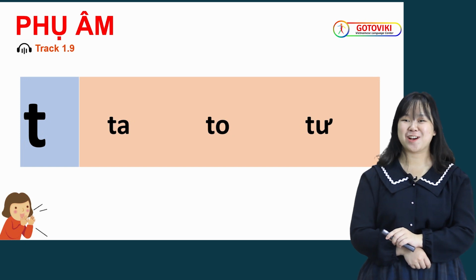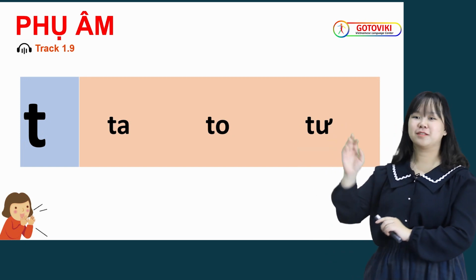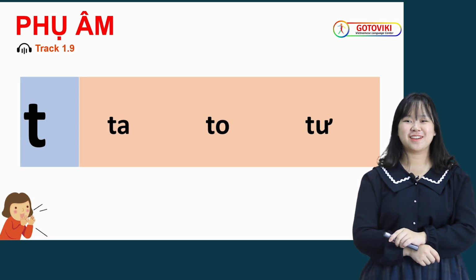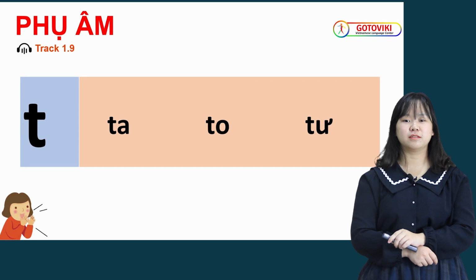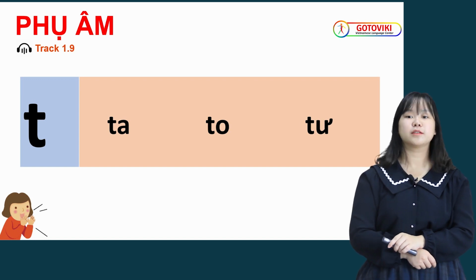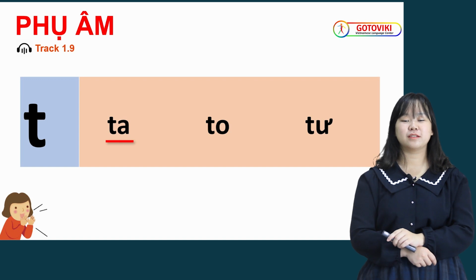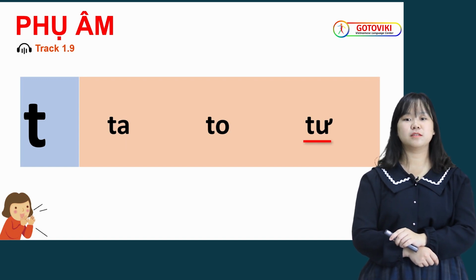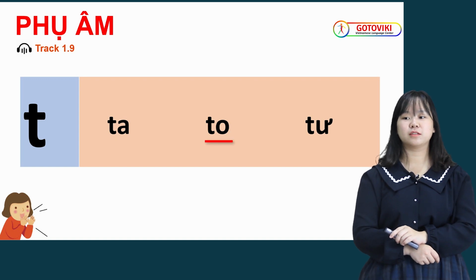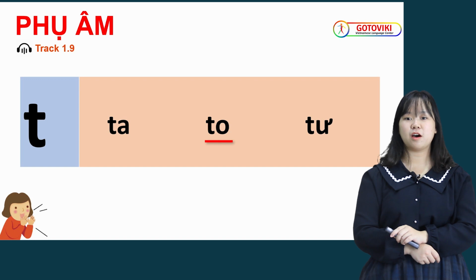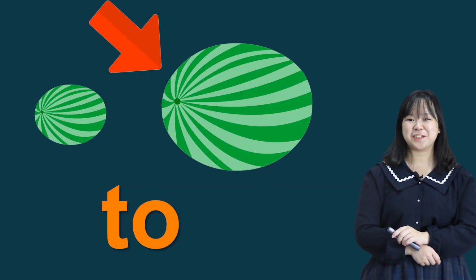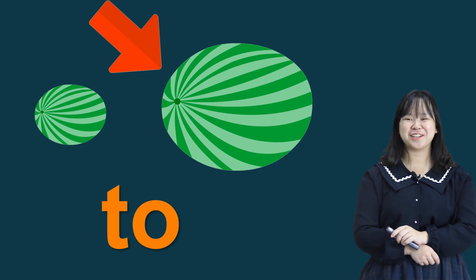Now, let's move to the next consonant that we studied today. Tờ. Okay, repeat after me. Tờ, tờ, tờ. For example, ta, to, tư. Ta, ta, ta, to, to, to, tư, tư, tư. To is the attractive, big, loud in English.